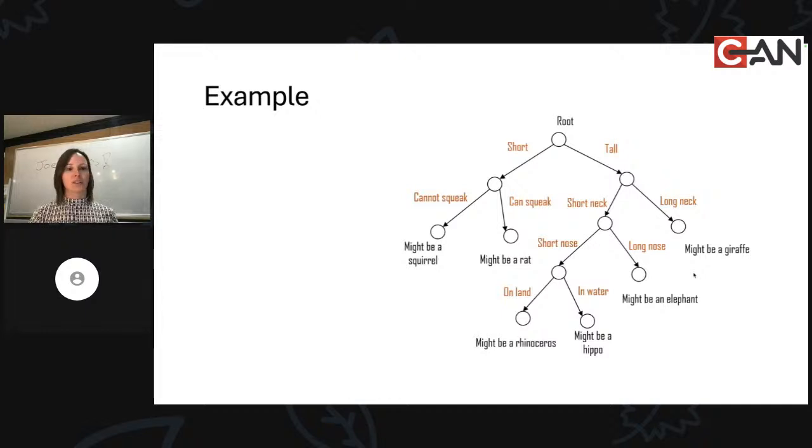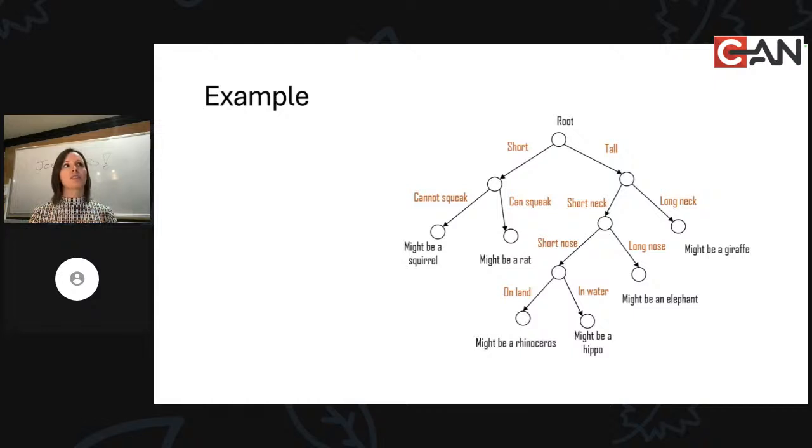So what does this look like? Let's look at an example here. A decision tree at the very top, you're giving it all the information, and maybe you're asking it a question. You know, you're separating short and tall. If it's an animal, is it a short animal or a tall animal? And maybe if it's a short animal, you're separating, can it squeak or can it not squeak? So you can understand and make a prediction that, well, if it's short and it cannot squeak, maybe it's a squirrel. But if it's tall with a short neck and a short nose and it lives on land, maybe it's a rhinoceros. So you're following these paths down this tree in order to get to an outcome.